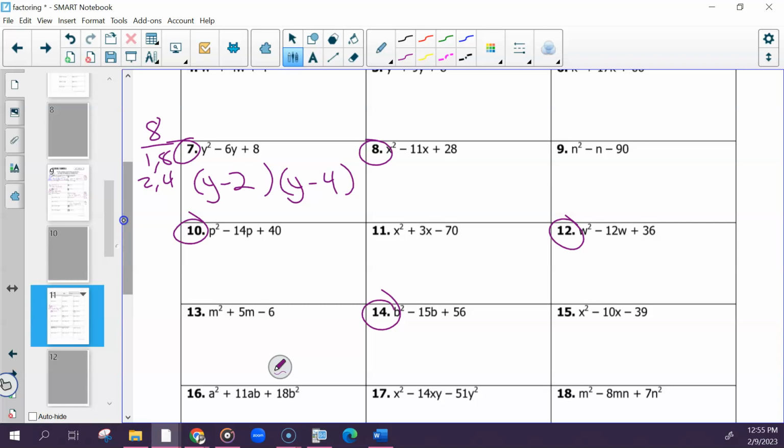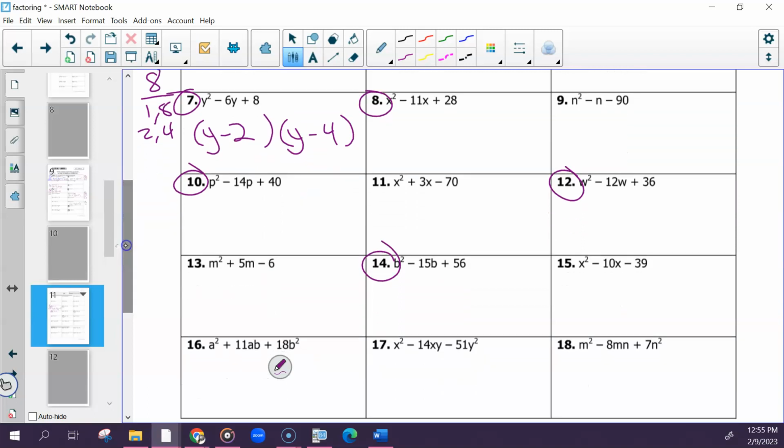Okay, choose another one. 10, and you said 14. Someone said 14. Okay, you do both. So for 10, factors of 40. 1 and 40, 4 and 10. Someone said 2 and 20.